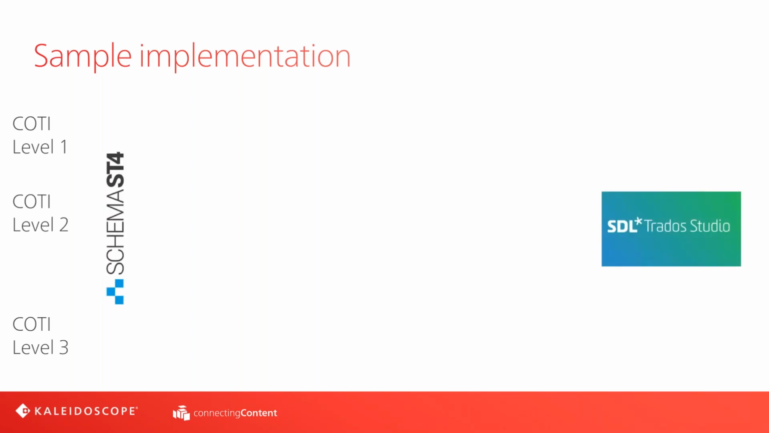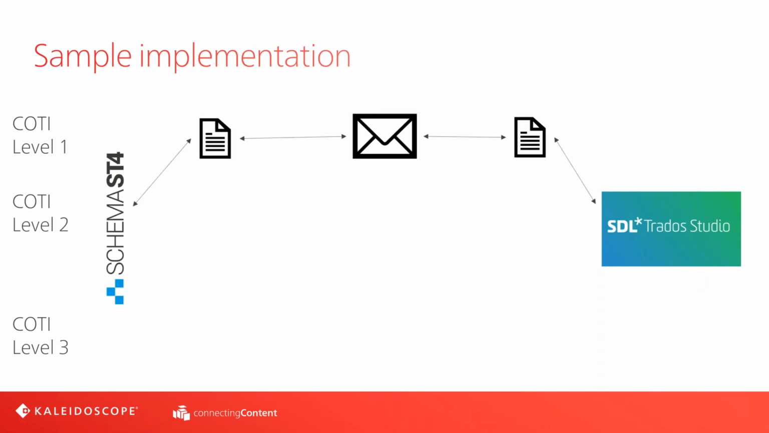So level 1, and as an example in the demo later on, we'll also see an implementation of the content management system Schema with SDL Trados Studio as an example for a CAT tool. Of course, those are the systems that we know at Kaleidoscope. So KoDi Level 1 defines a package format. It's essentially a zip file that has a KoDi extension that includes a predefined structure. There's an XML file in there that carries all the business metadata, meaning what files are to be translated, what's the name of the project, what's the deadline, etc.